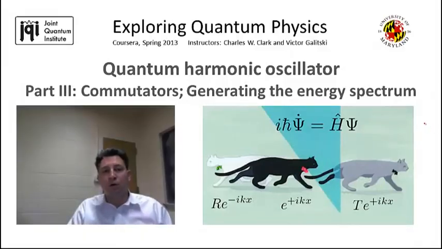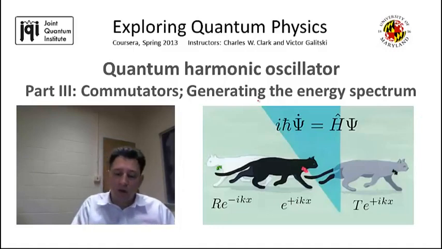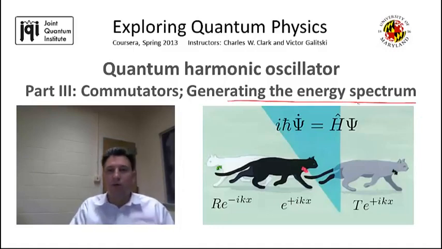In this video, we're going to use the creation and annihilation operators A dagger and A, introduced in the previous segment, to generate the energy spectrum of the harmonic oscillator. And this calculation, as we discussed, is going to involve, in a very important way, calculating various commutators of the operators.